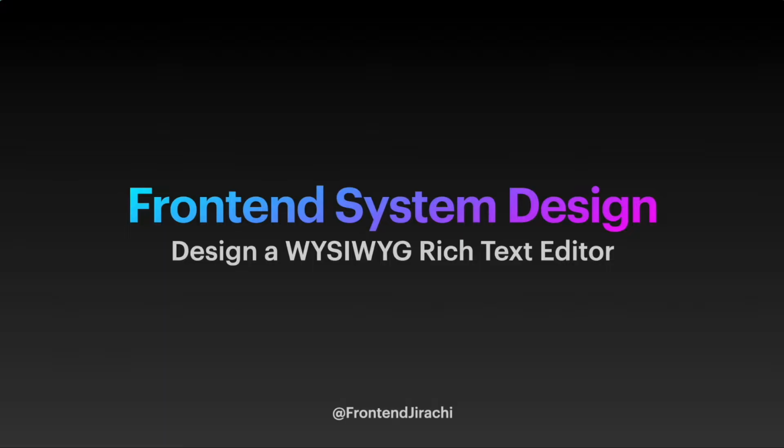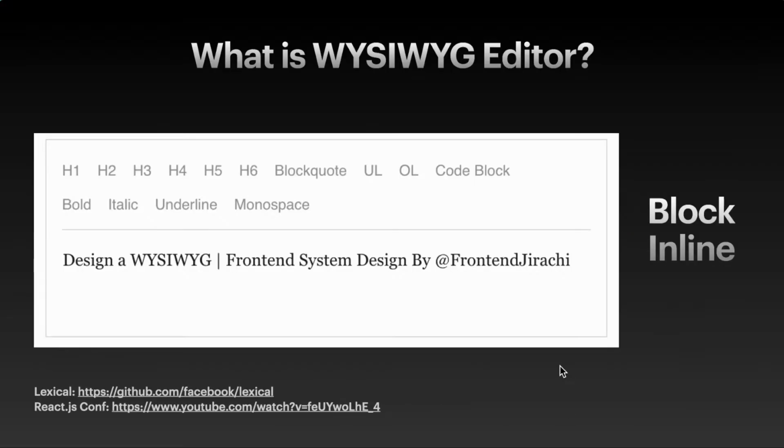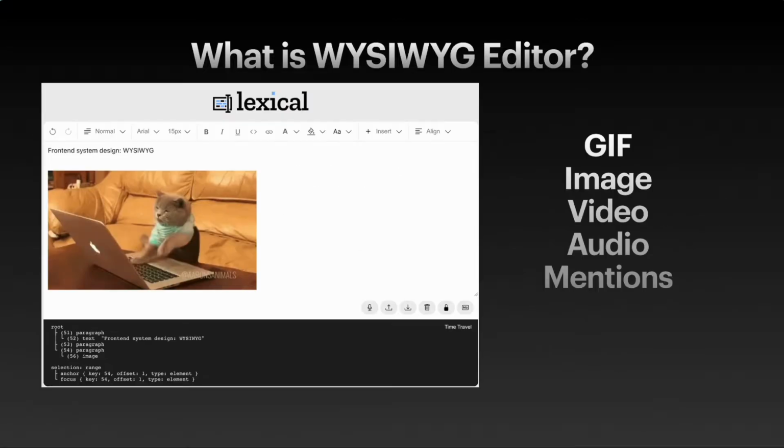In this video, I want to talk about how to design a WYSIWYG rich text editor. WYSIWYG allows you to edit content in a form that resembles its appearance. Here's a basic example of a WYSIWYG editor. The basic functionality includes editing block-style elements and inline-style elements. More advanced features would include editing GIFs, images, videos, mentions, other attachments, tables, etc.